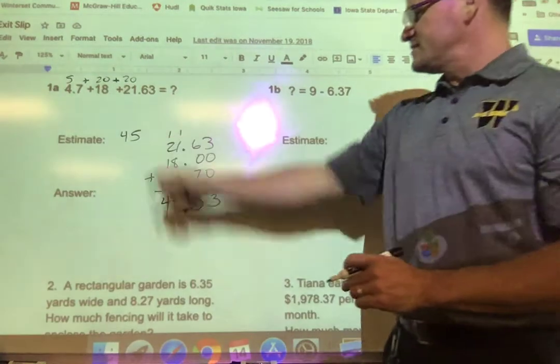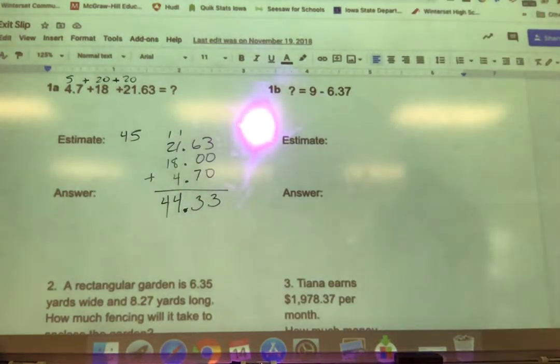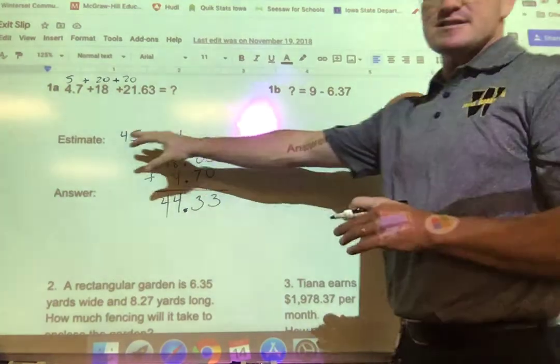And I look, my estimate's around 45. It's really close to that, so my answer makes sense. I probably had the decimals lined up correctly, because if I didn't, my answer would come up maybe way off from 45, and I'd know it didn't make sense and I probably messed it up somewhere. So don't forget that estimate step here.